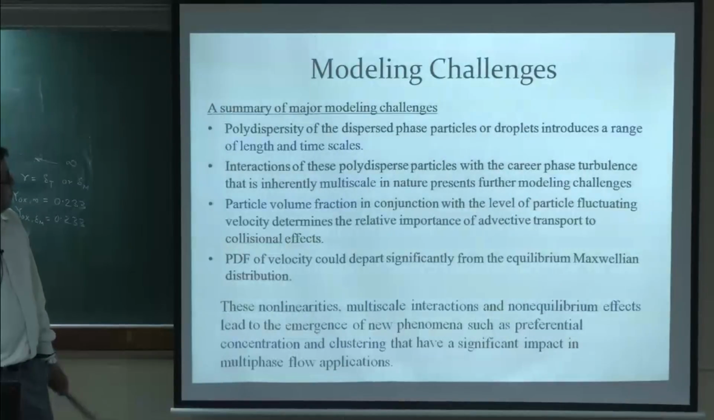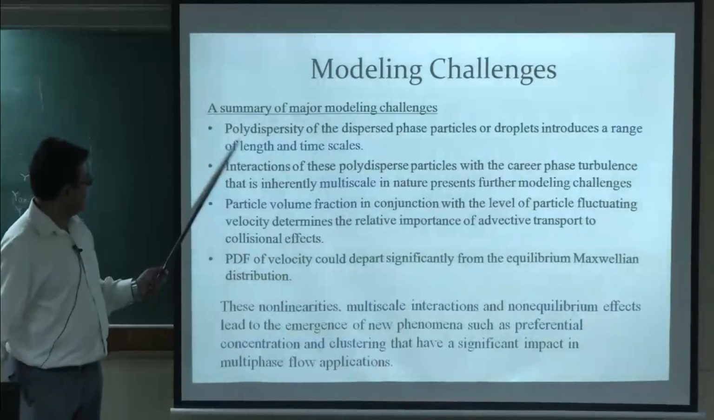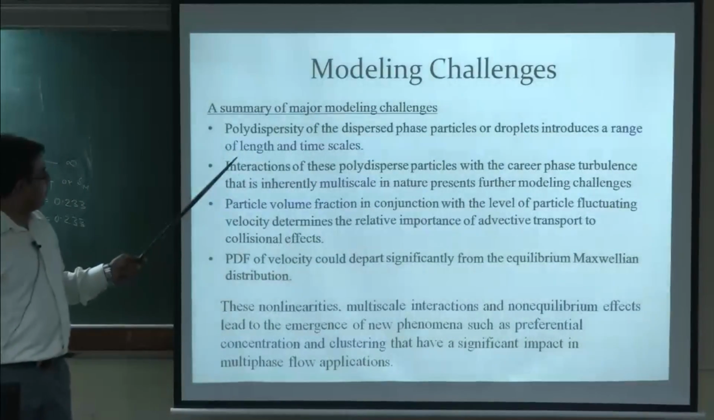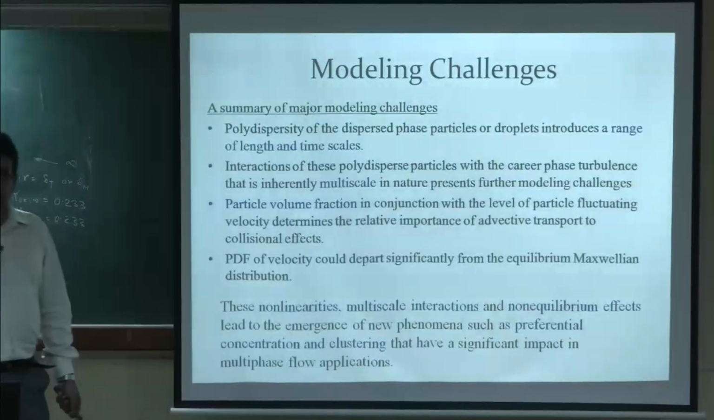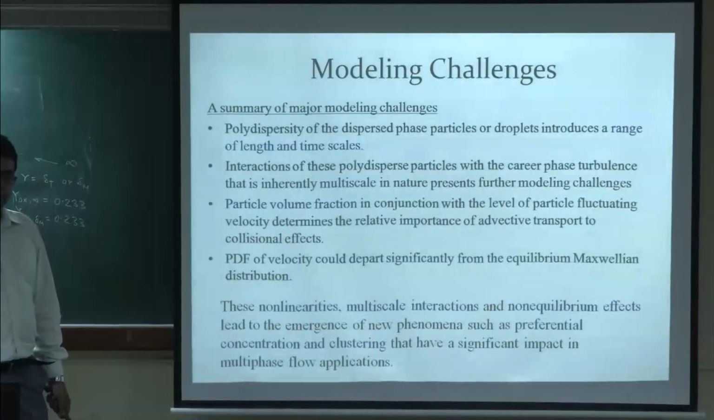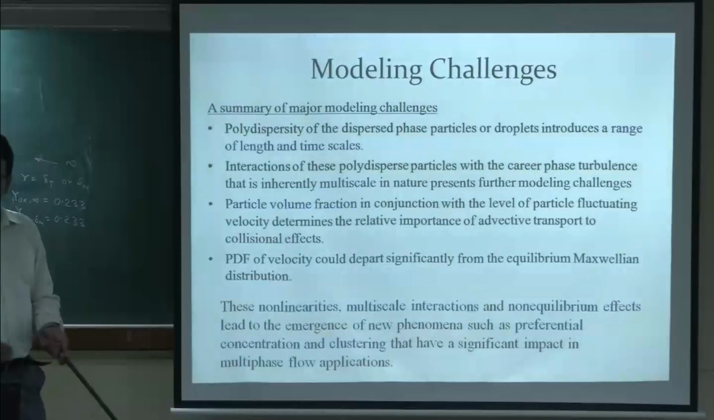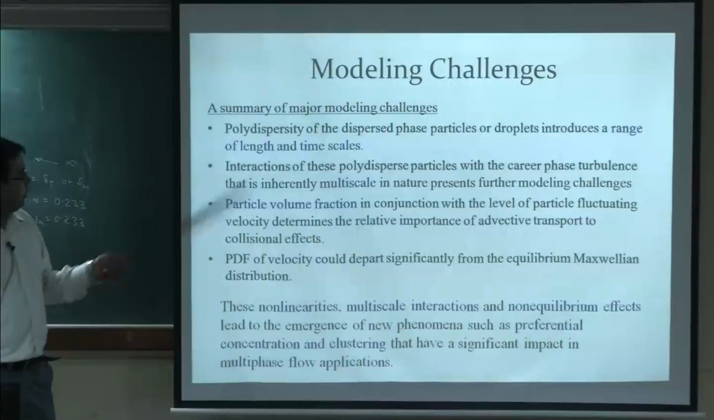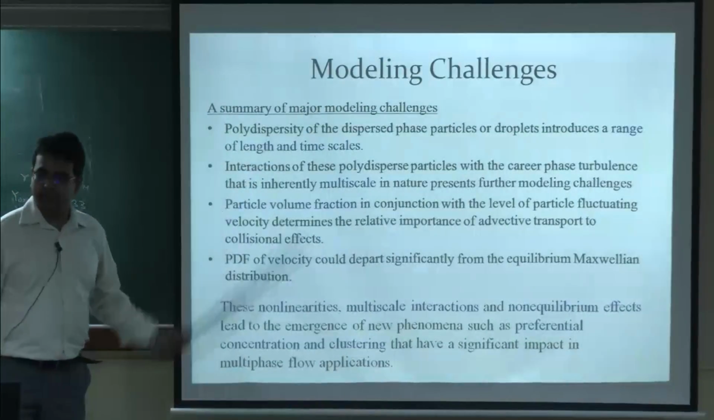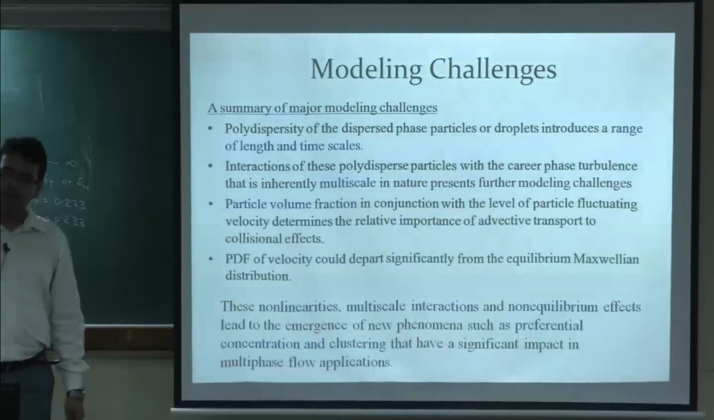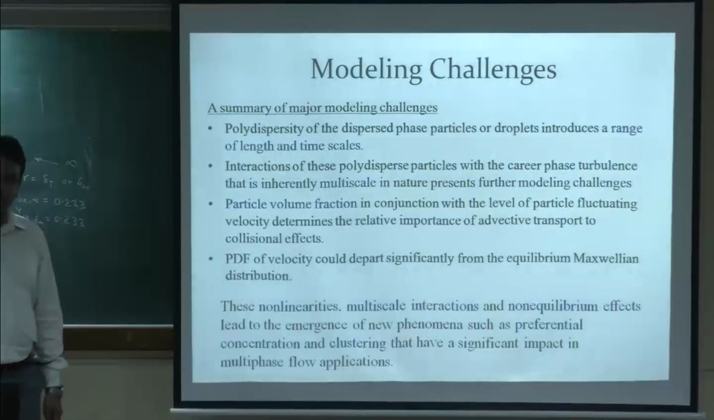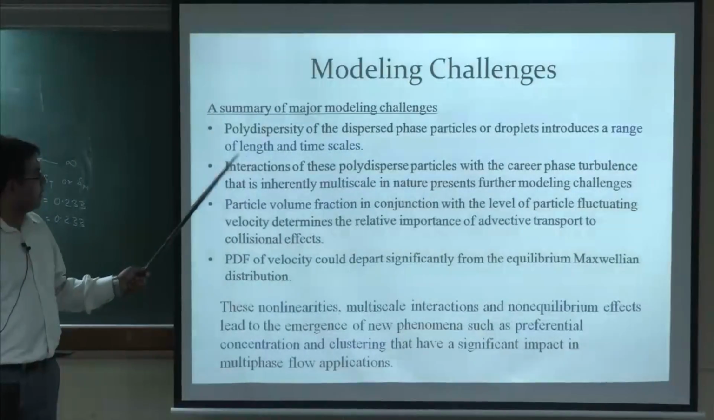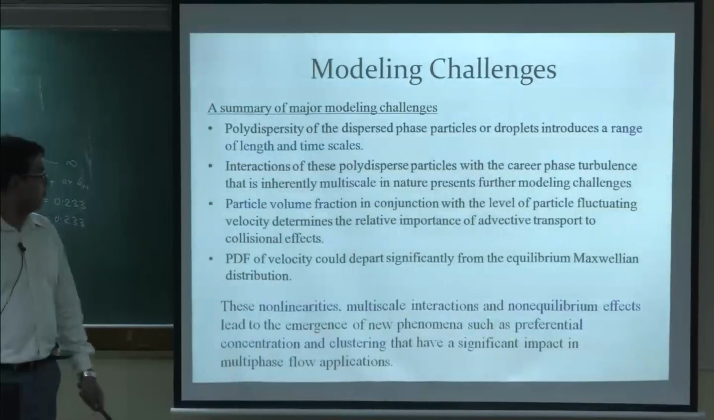So, the modeling challenges, a summary is given here. Polydispersity of the dispersed phase particles or droplets introduces a range of length and time scales. When you inject a liquid into the combustion chamber, we produce a large diameter variation within the droplets, and that is basically the polydispersity. So, we have fine particles and we also have very large diameter particles. The range of particles introduces large length and time scales in our problem.